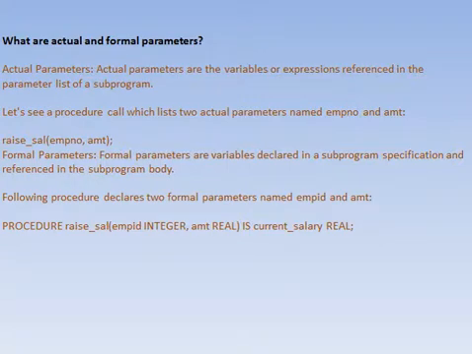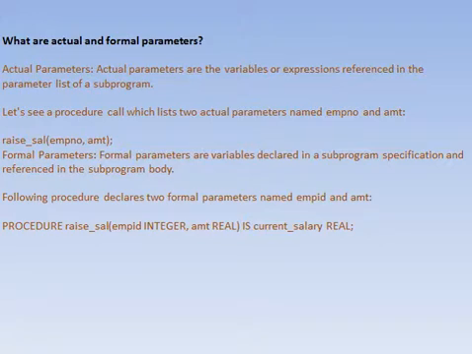What are actual and formal parameters? Actual parameters are the variables or expressions referenced in the parameter list of a subprogram. Let's see a procedure call which lists two actual parameters named empno and amt. raise_sal, empno, amt.